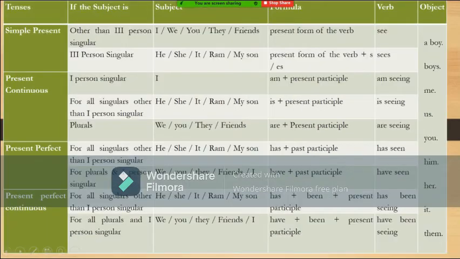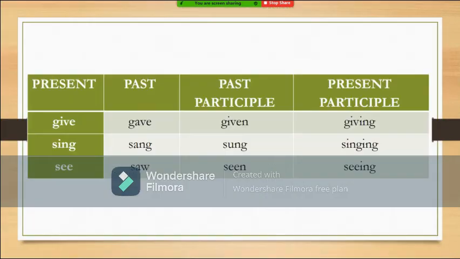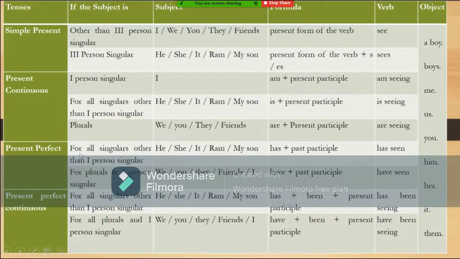Now let us take the present perfect tense. Whenever I say perfect, you must think of the past participle form. Seen. The past participle form for the verb see is seen. If I say perfect, you have to think of past participle. When I say continuous, you have to think of present participle. Like that. What is the past participle form for see? That is seen. Now let us come to the present perfect tense.